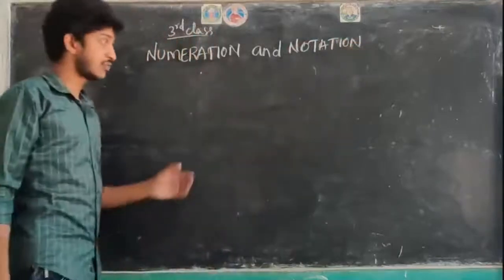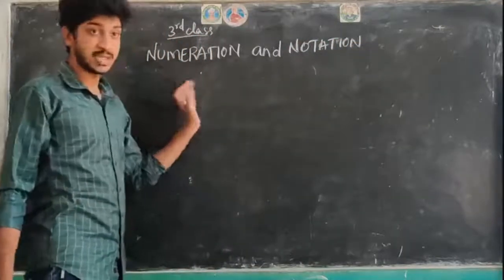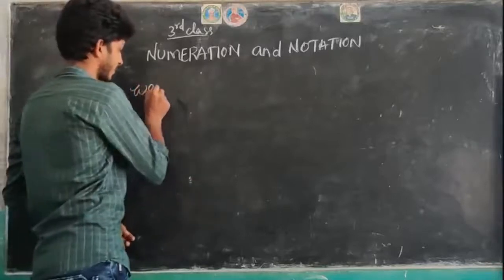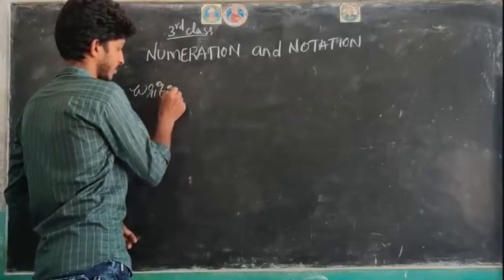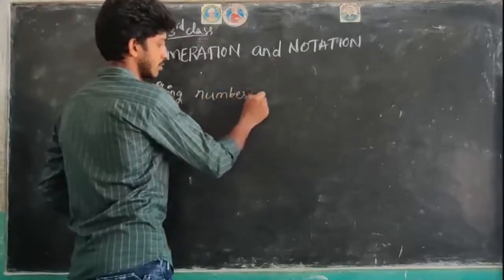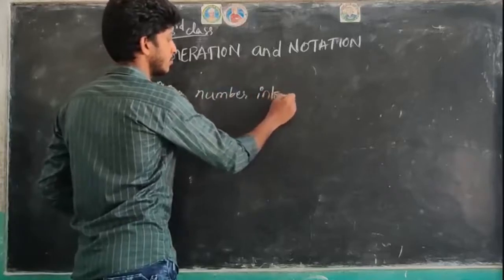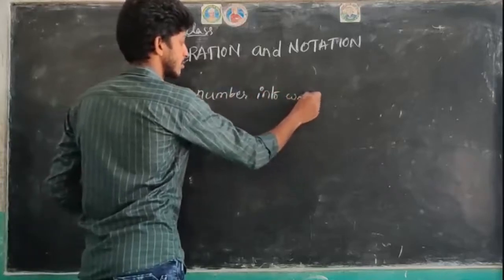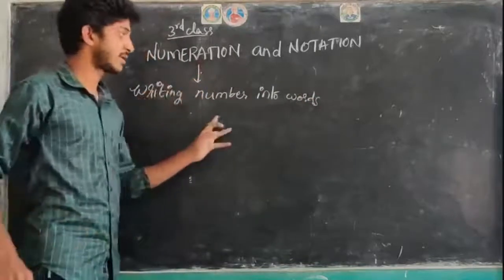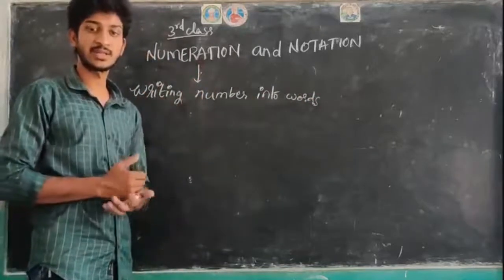After this we have to write numeration numbers and notation numbers. Numeration means writing number into words. We have to write the number in the word form.